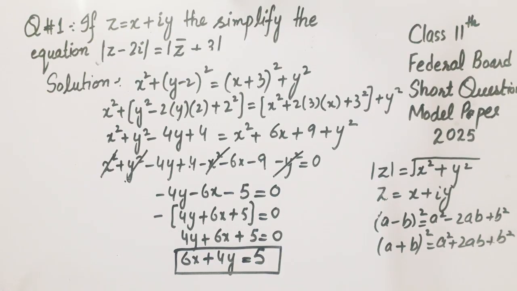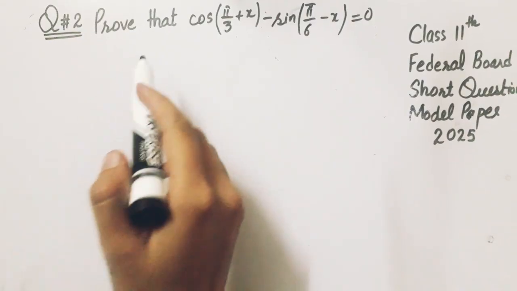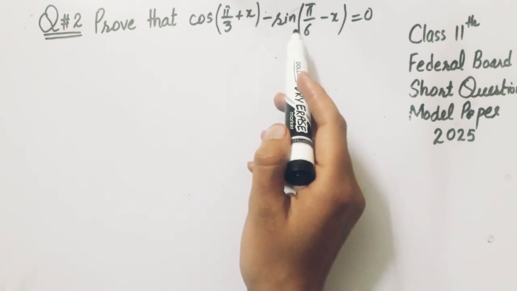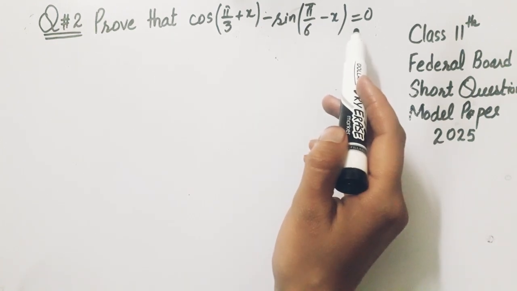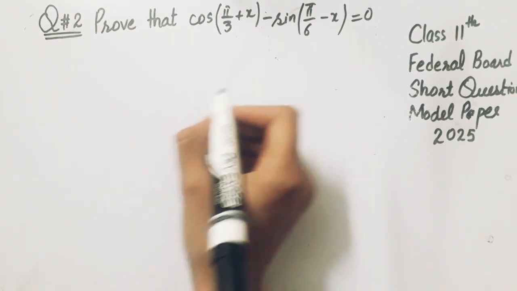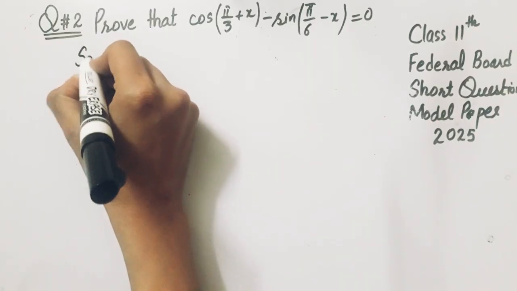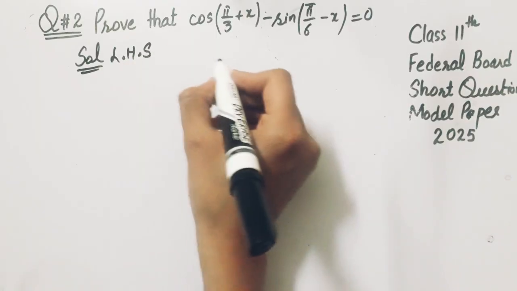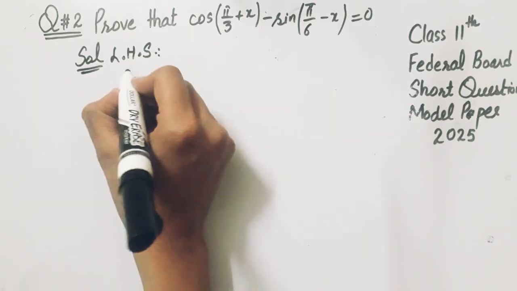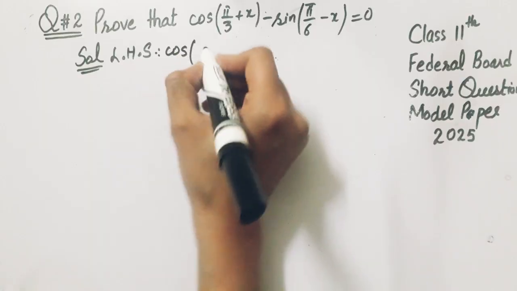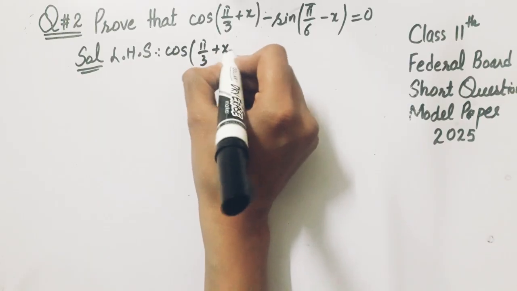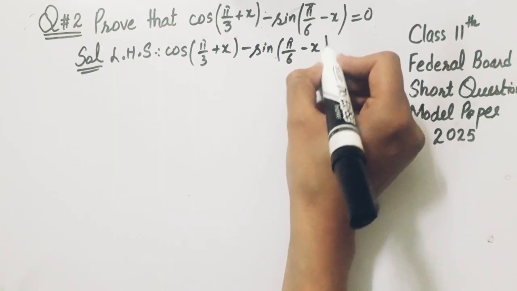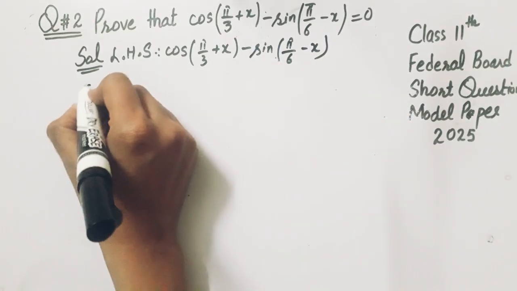Now we will solve question number 2. Now question number 2 is prove that cos of pi by 3 plus x minus sin of pi by 6 minus x is equal to 0. Now in this question we will take the left hand side and prove that left hand side is equal to the right hand side. Left hand side is cos of pi by 3 plus x minus sin of pi by 6 minus x. Here we apply two formulas.